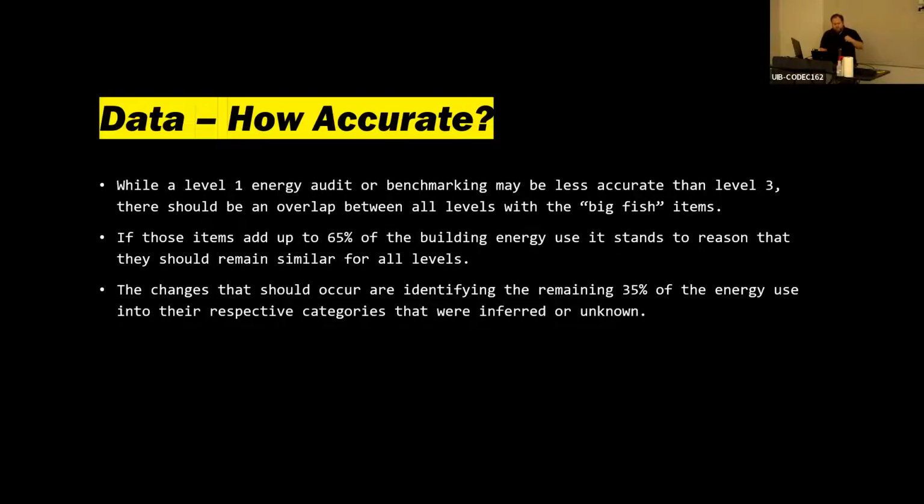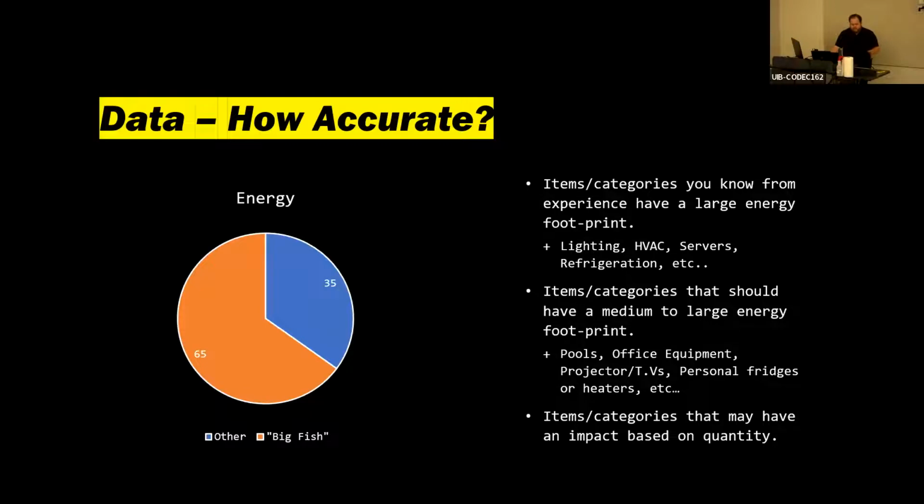So you have to ask yourself, any changes that should occur will happen to the 35%, in allocating or understanding where that energy is being consumed. So what that looks like is, big fish being 65% in this example, and everything else being 35%. So using, again, your prior experience, you understand buildings, what goes in the buildings is generally how things operate. So you're looking at lighting, HVAC, servers, refrigeration, depending on the size of the building.